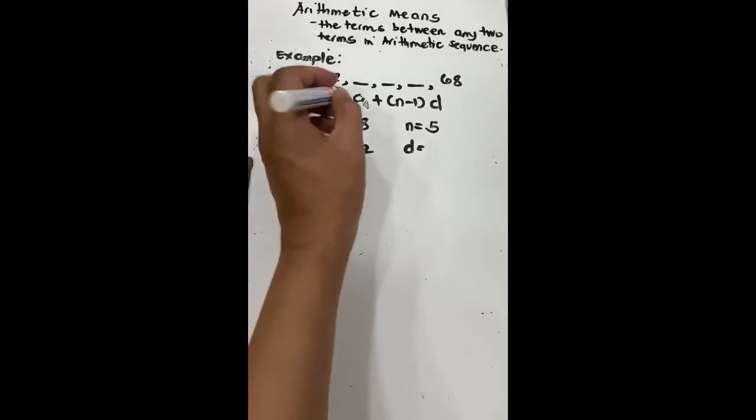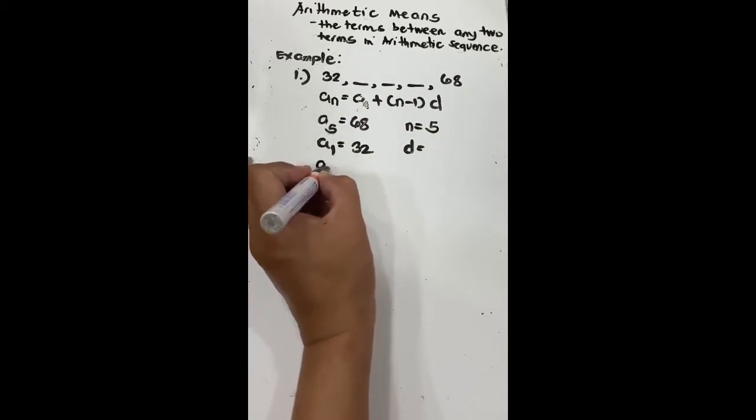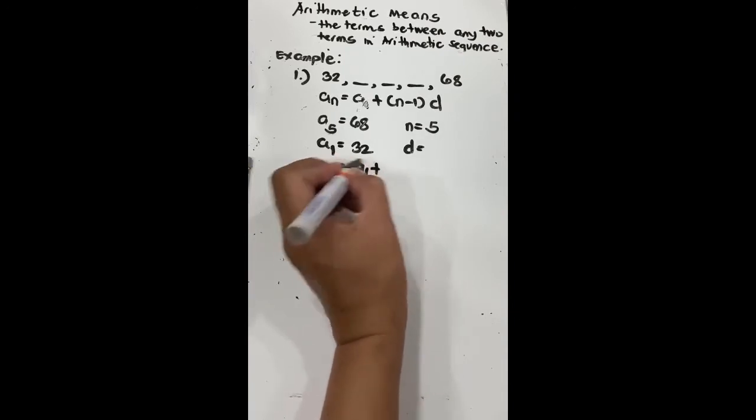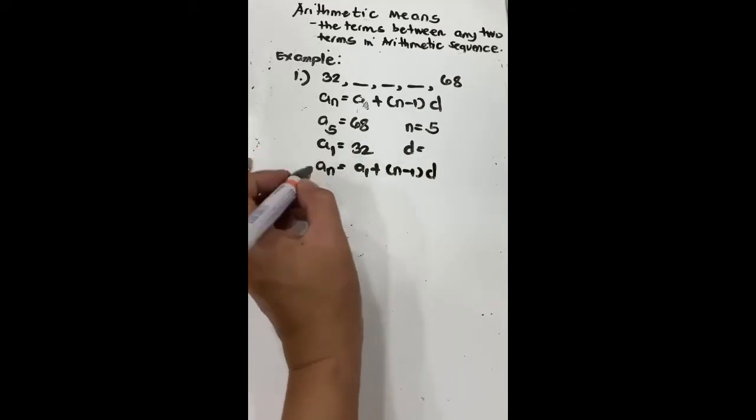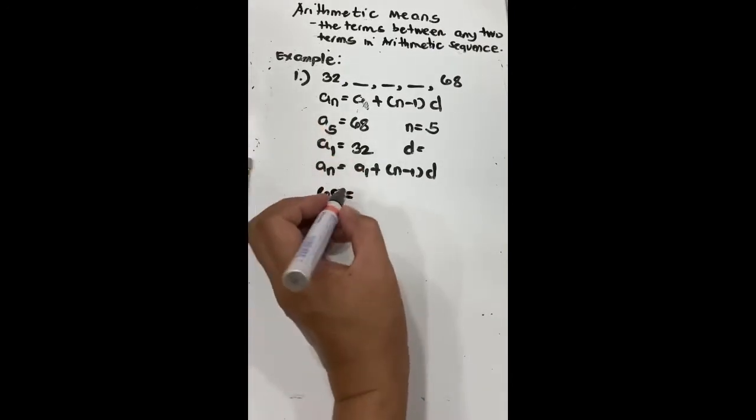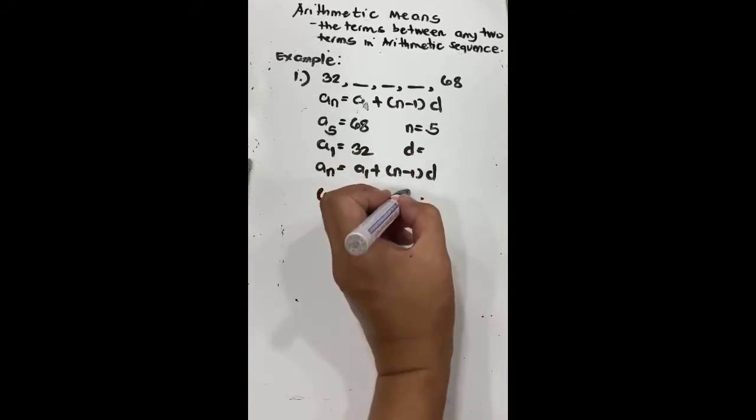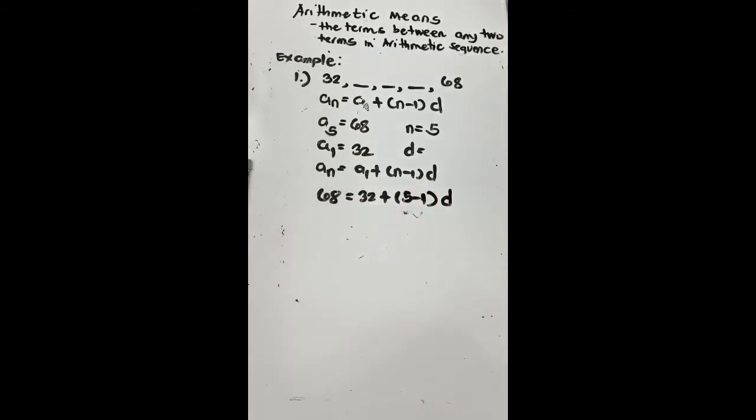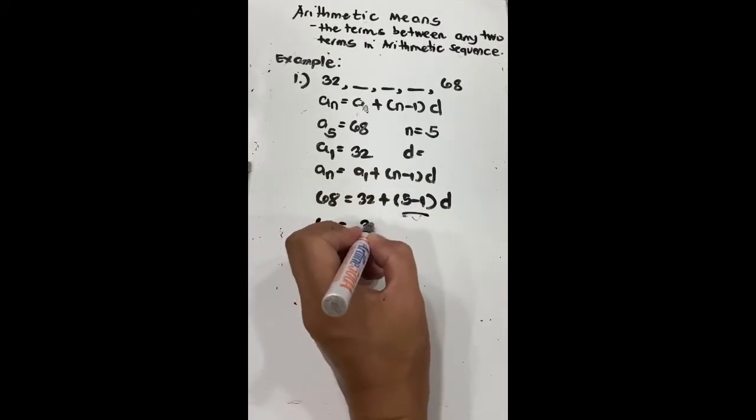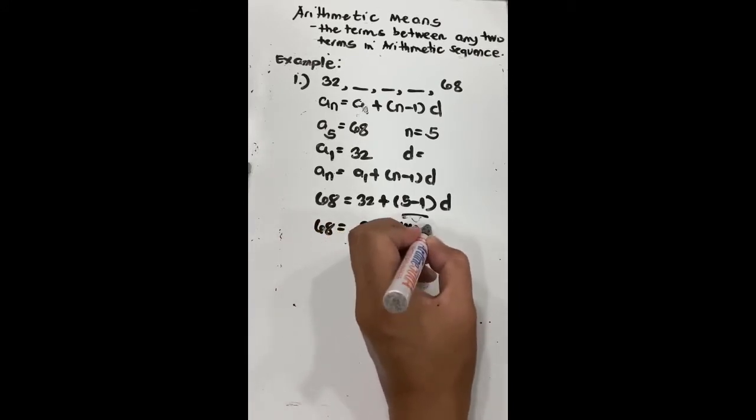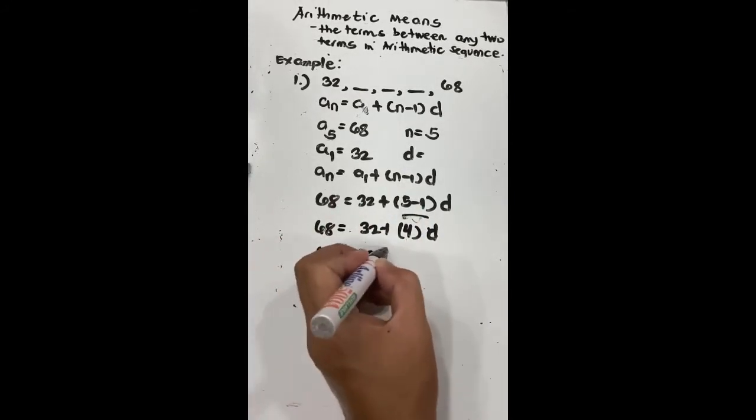Since kompleto na ang ating mga information, we can now substitute this one in our formula. So our a sub n, sulat ulit natin, a sub n equals a sub 1 plus quantity n minus 1d. So our a sub n is 68. Ito yon, equals 32 plus 5 minus 1d. So simplify natin, unahin natin yung may parenthesis. So that is 4. And then 4 times d. So that is 4d.